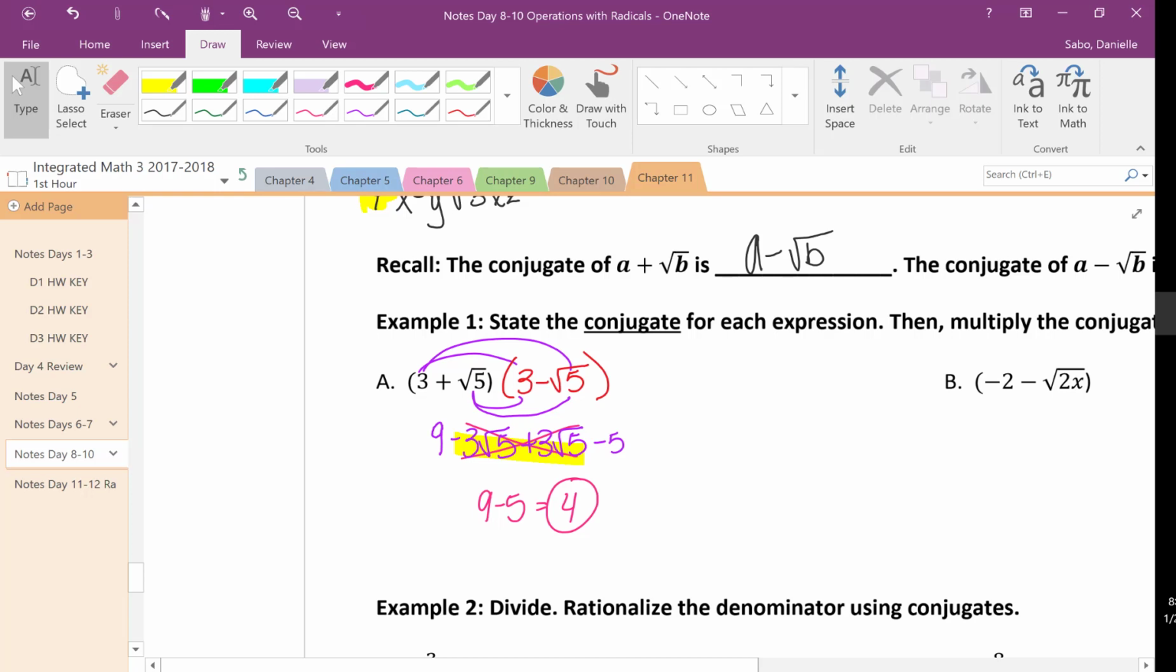Just the middle sign changes. Not that negative 2. Just the middle. That's how you do that. Okay. Very common. That's why it came up in my head. And the goal is to not have a radical when we multiply the conjugate. So if you end up with one, then you need to go back and check your answers.